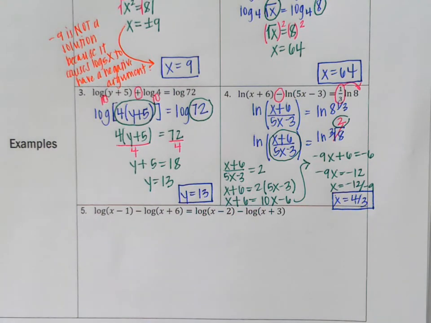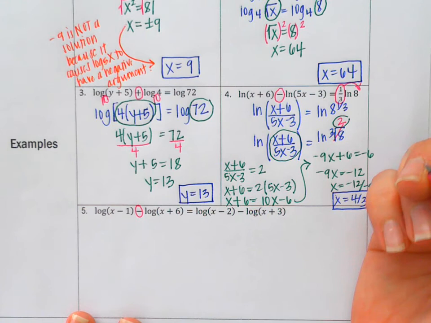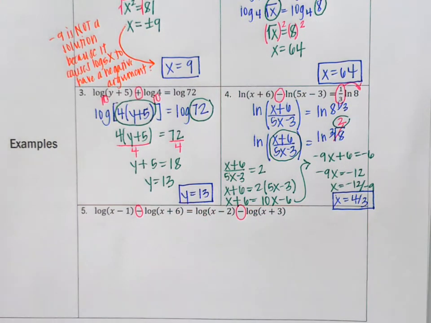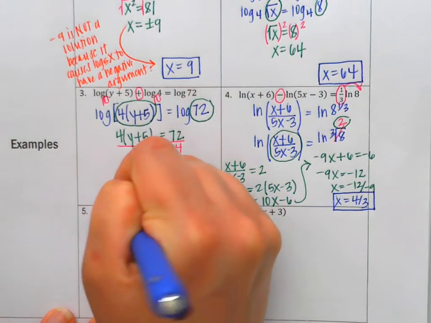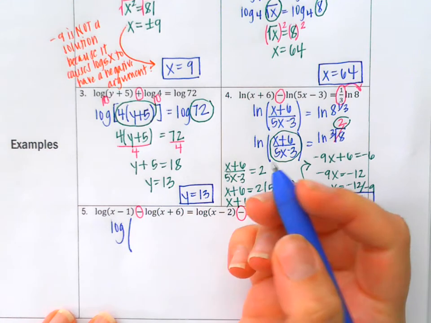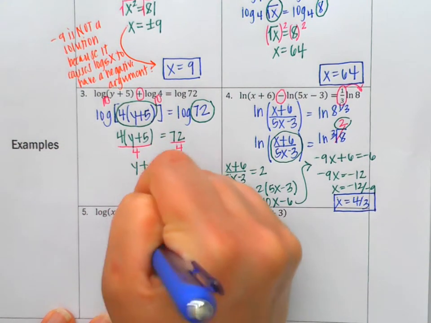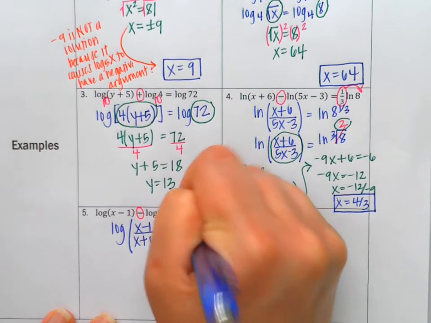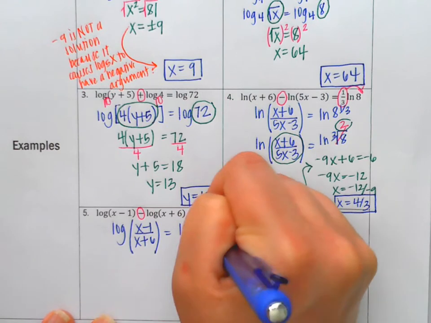And if you are thinking, okay, there's a minus in between, which means we're going to combine it by dividing. Same with on the right side. We're going to combine it by dividing also. So this is going to be on the left side, log, there's no base, so we can assume the base is 10, x minus 1 over x plus 6 equals log, no base, we can assume the base is 10, x minus 2 over x plus 3.